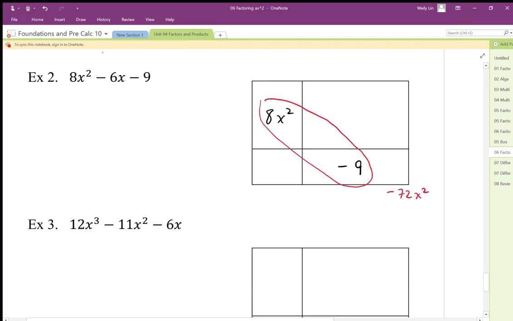Okay, first times last. So what two numbers multiply to 72 and have a difference of 6? Well, we look at the factors of 72. Like 2 times 36 doesn't work. 3 times 24 doesn't work. 4 times 18 doesn't work. 6 times 12 has a difference of 6. So we're going to use negative 12x and positive 6x. Okay, so that's going to give us the proper sum of negative 6.